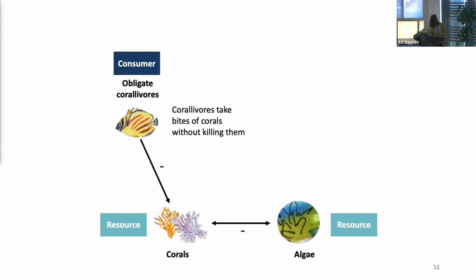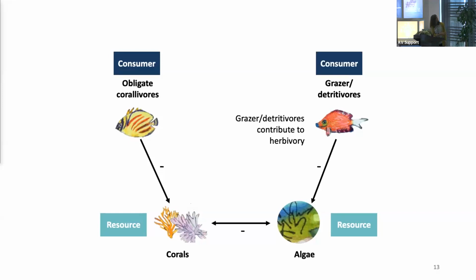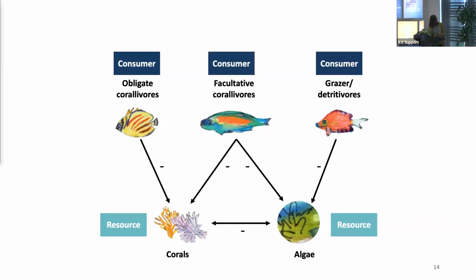And then these coralivorous fish, or coral eating fish, will take bites of these corals. Some of these corallivores really mostly just eat corals as part of their diet. And then there are other fish, for example, grazer detritivores, that will eat algae or make it easier for other organisms to eat algae, or they'll eat organic dead matter on the reef. And then there are facultative corallivores that will eat some of both. So their diet contains some coral, but they also eat other things.